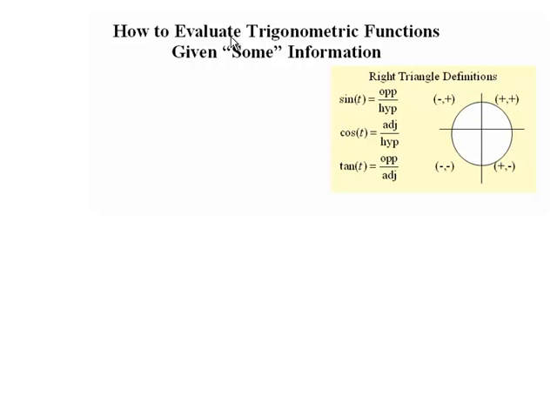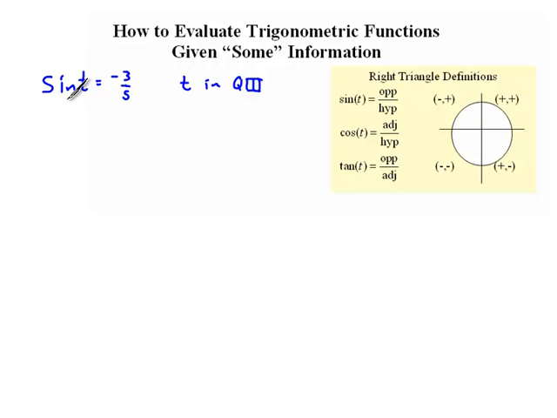In this video, we're going to look at how you can evaluate each of the 6 trigonometric functions when you only know some information. By some information, I mean you might see something like this, where somebody will tell you that the sine of t is equal to perhaps minus 3/5, and they'll tell you that the angle t is in perhaps quadrant 3.